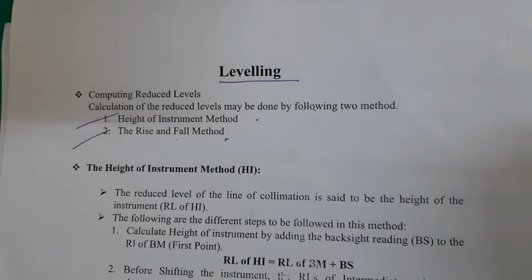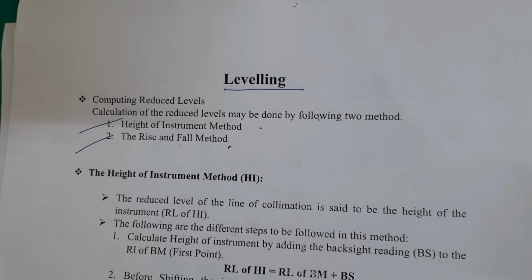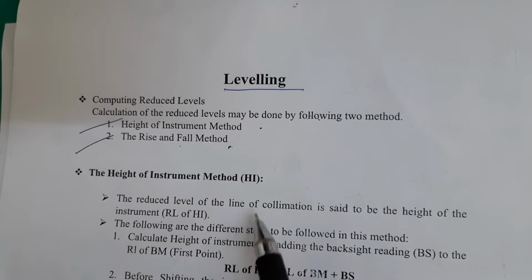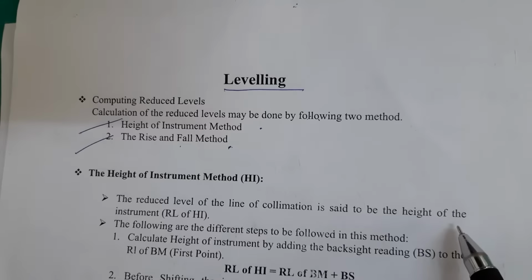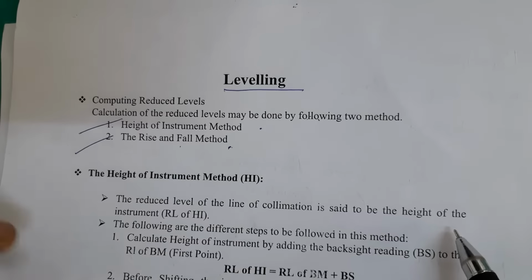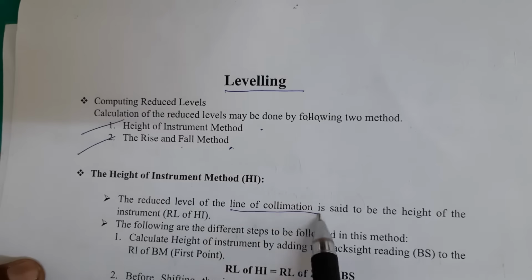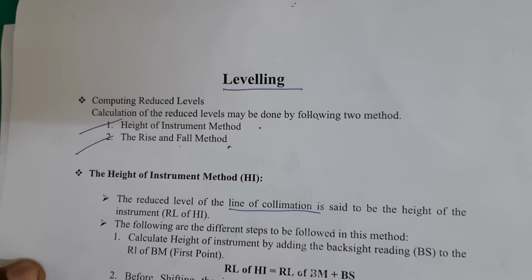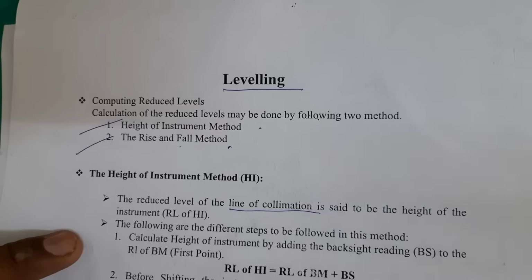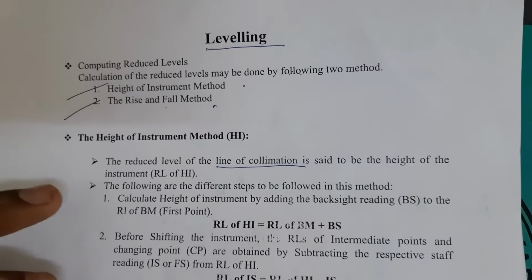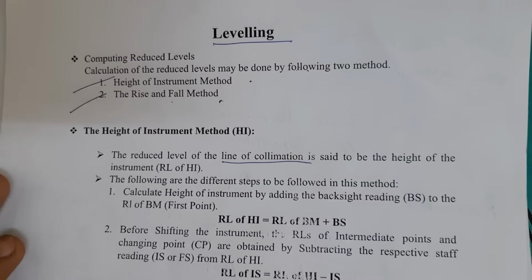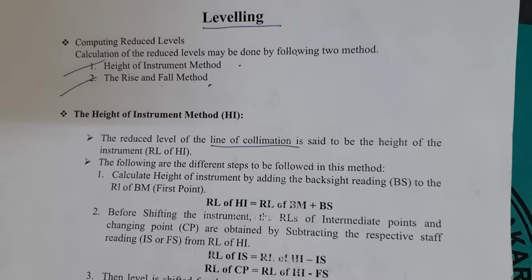There is a nearby benchmark at the first point, and using that benchmark, first we find the RL of HI. The reduced level of the line of collimation is said to be the height of instrument. So what is height of instrument? The line of collimation is called height of instrument. So there are steps, or a procedure, to find the RL of various points.